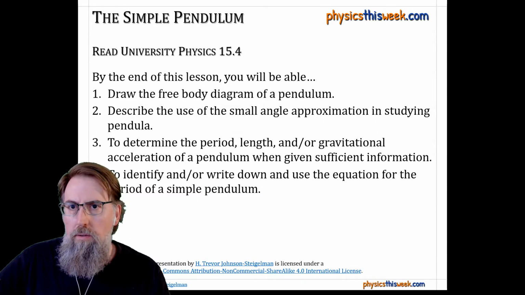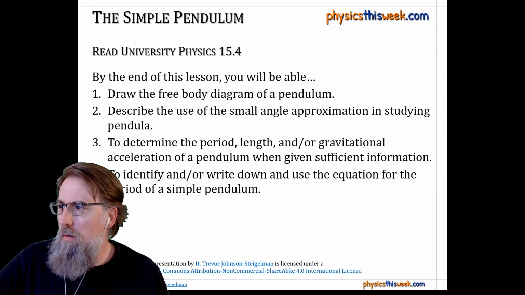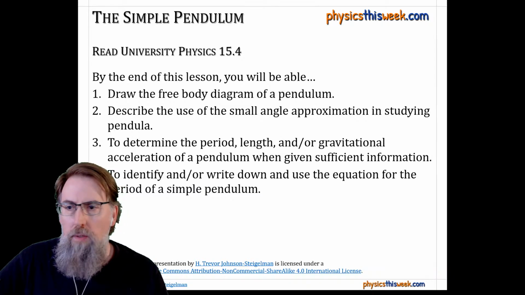This is a lesson on the simple pendulum. During a normal lesson, I would talk about what we're going to learn in the lesson, kind of go through these objectives, and then I would actually go into the talk.